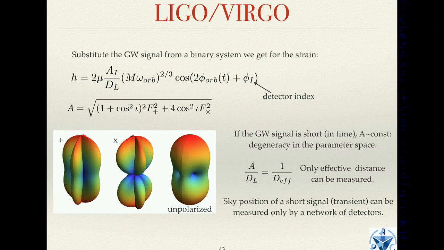That's all. Now, F plus, F cross, if you look at the angular dependence, they look like this. It's a quadrupolar pattern. And if you look at unpolarized, so roughly speaking, F plus, F cross amplitude averaged over inclination angle, it will look like this. And at 45 degrees, where your arms, one is here, another is there, and there is 45 degrees between the two arms, that's where you have zero. That's the angular dependence of your detector, and the best sensitivity is above and underneath the detector plane.